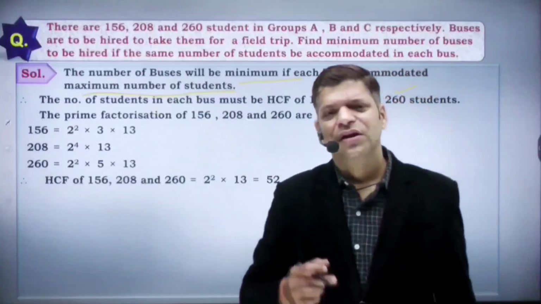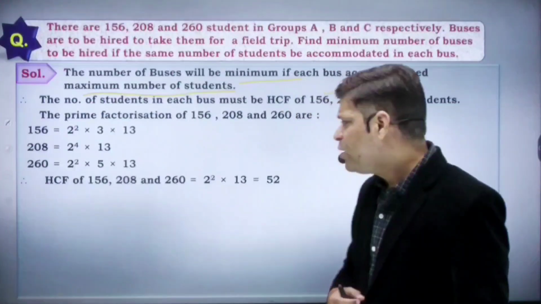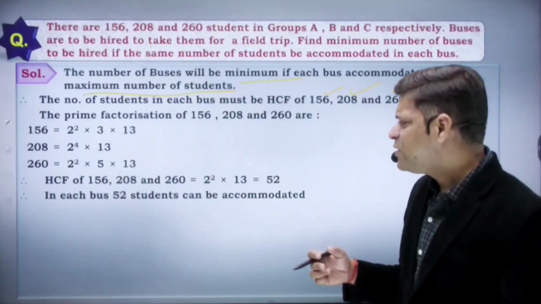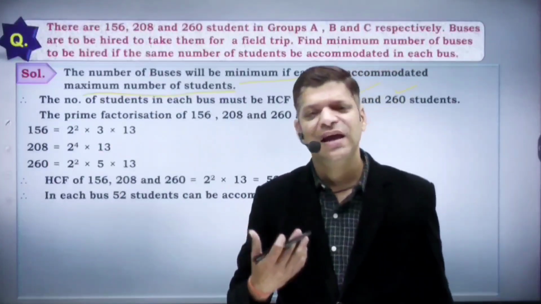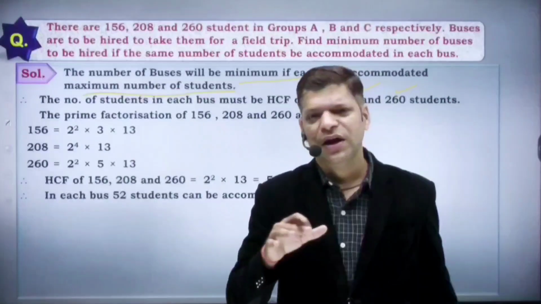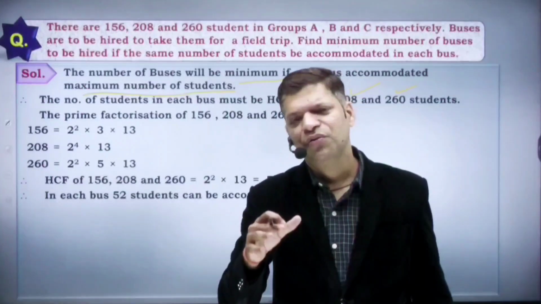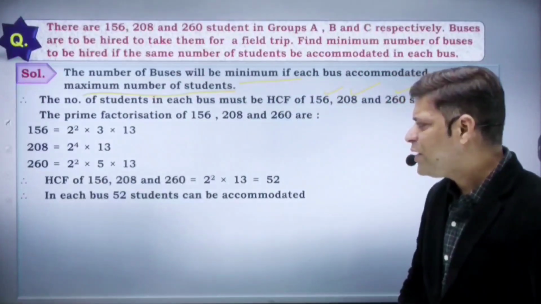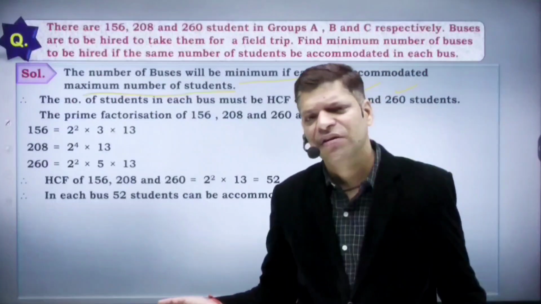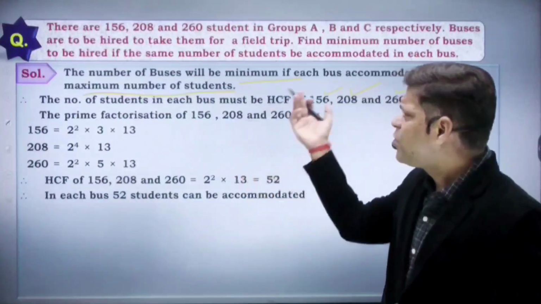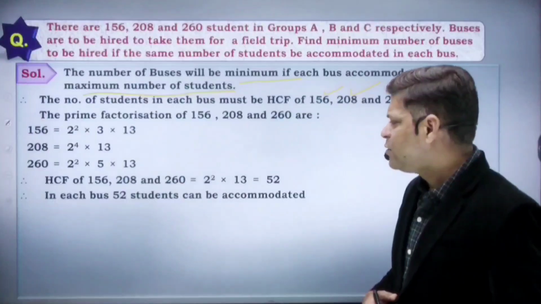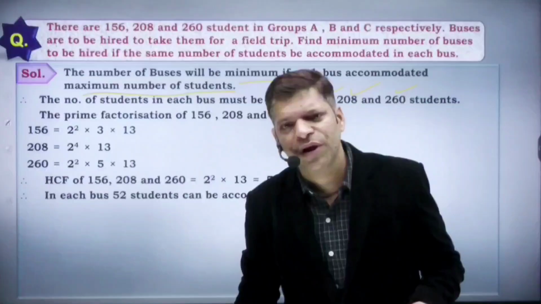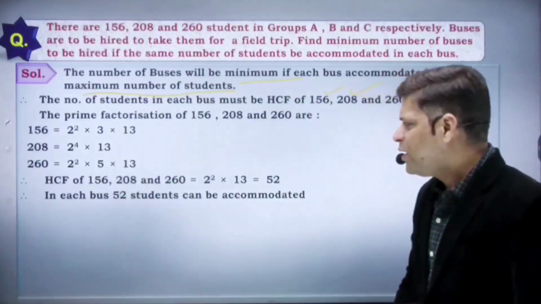So I think 52 students should be in one bus. We found that in each bus 52 students can be accommodated. That is, we can arrange 52 students in a single bus. Now we can easily find how many buses are required, because the total number of students we know, and how many students we can accommodate in each bus, we have also found this, right?